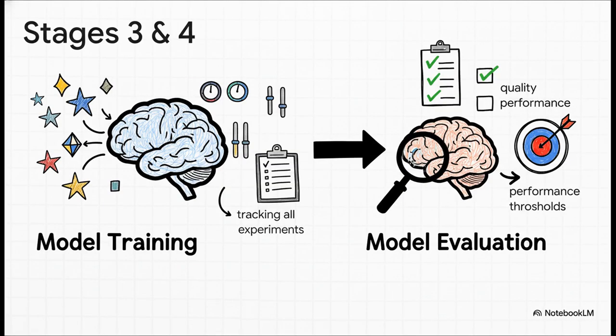All right, now for the really fun part, model training. This is where you take those carefully crafted features and you actually train your model. But here's the thing, it's not a one and done deal. You have to track every single experiment, every parameter, every data set. Then comes the really critical step, model evaluation. You can think of this as the ultimate gatekeeper. Before a model can even dream of going to production, it has to pass a whole battery of tests for performance, fairness, all those quality thresholds.